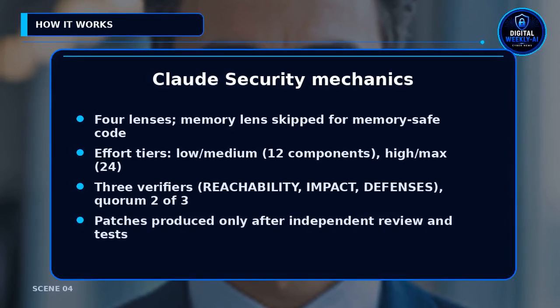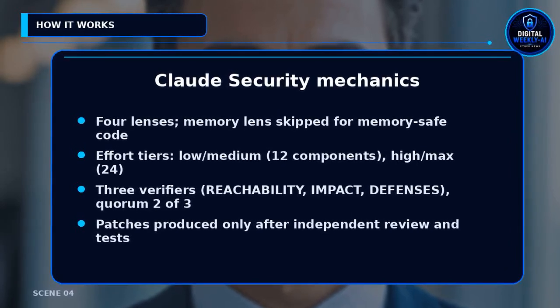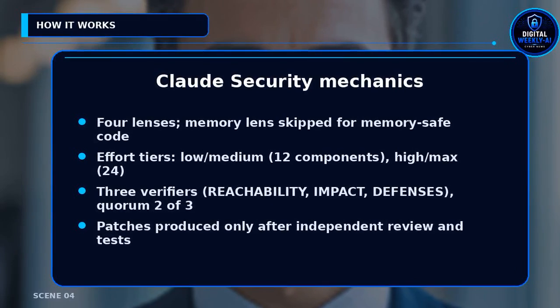How the Claude Security plugin works. The scan is a dynamic JavaScript orchestration that fans work to subagents. Research uses 4 lenses: injection and input, auth and access, memory and unsafe, crypto and secrets. Memory and unsafe is skipped for purely memory-safe components. Effort tiers are low, medium, high, and max. Low, medium cap components at 12, high max at 24. Orchestrator runs on Opus, Cartographer and Read-Only Explorer run on Sonnet.